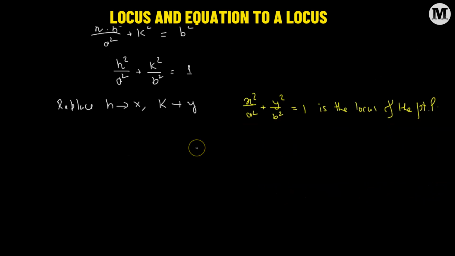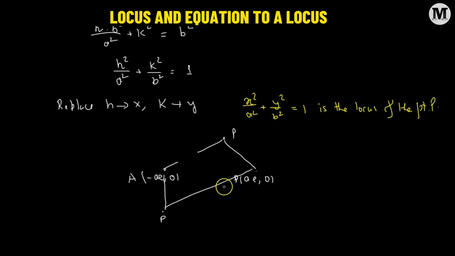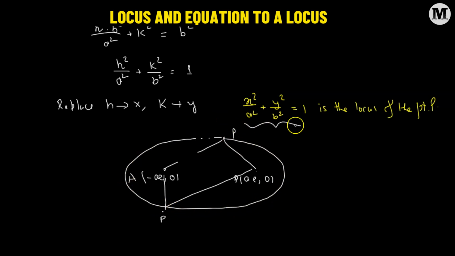Now let me quickly show what kind of path the locus of that particular point P is going to trace. We have two fixed points. One is (negative ae, 0) and the other is (positive ae, 0). Now our point P is chosen in such a way that the sum of the distances PA and PB is always a constant. So no matter where we consider P, the sum of the distances PA and PB is always going to be constant. And if we trace that point P, then the locus of P is going to trace an ellipse. So actually this is the equation of an ellipse.